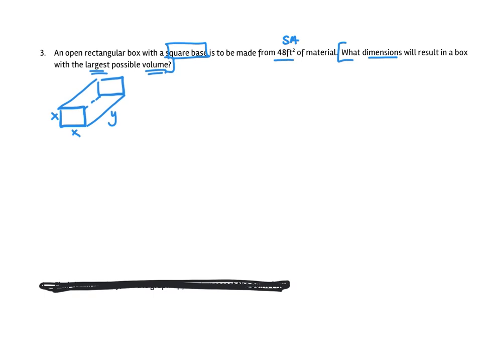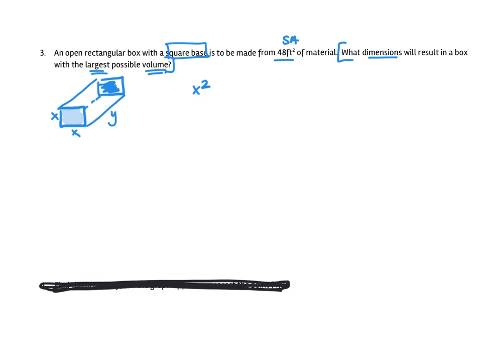So we need to find the area of the base first. The area of this base is x times x, or x squared. And I don't have a great picture here, but the top is open, so this part right here doesn't exist. So there's just one that's from the bottom. I kind of drew my picture laying down. It should actually have been standing up.